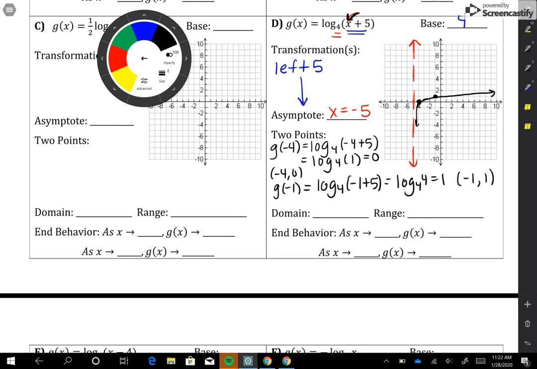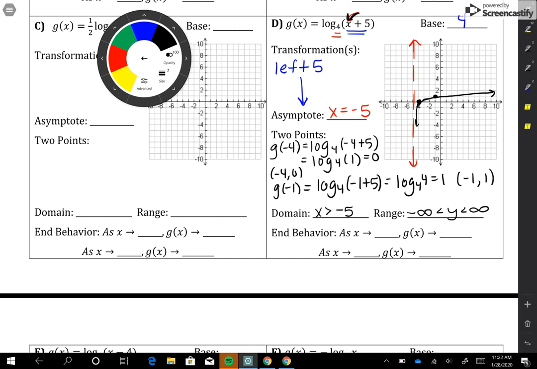Finally, we have more changes. Because our asymptote is at x equals negative 5, our domain has shifted also. Our domain is x values greater than negative 5. Our range is still going to be the same: negative infinity is less than y, which is less than positive infinity.